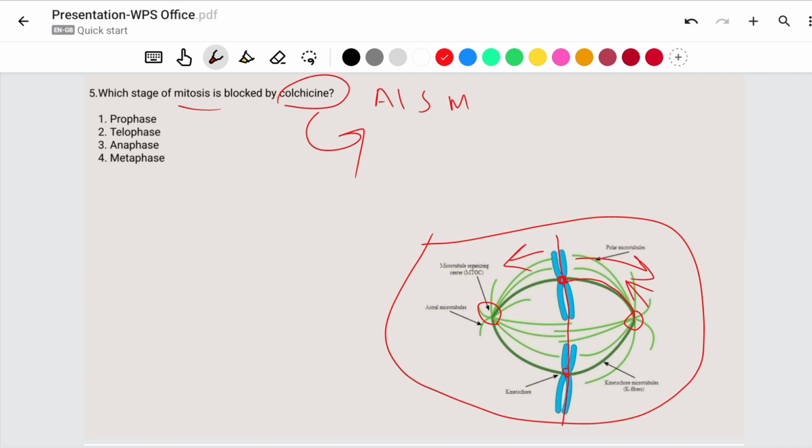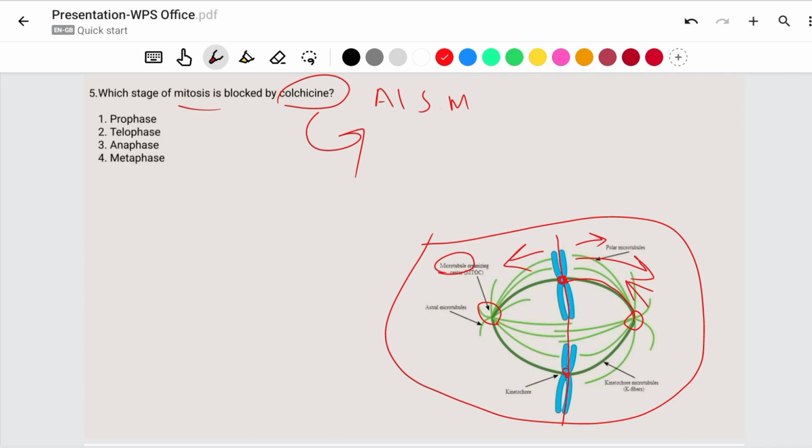So in such a way, this part of the chromatid will go here and this part will go here. So thus the sister chromatid will be dissociated and the two cells will be formed, and so the cell division will happen in that way. But here we have seen that microtubule has a very important role to dissociate the chromatids.